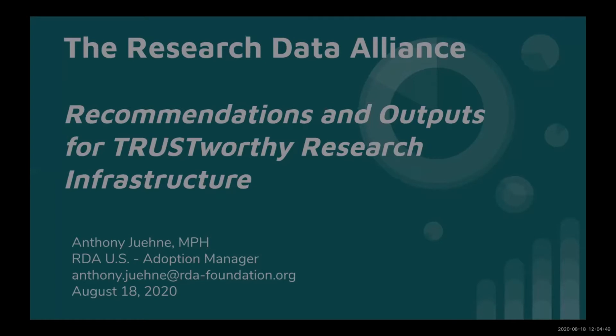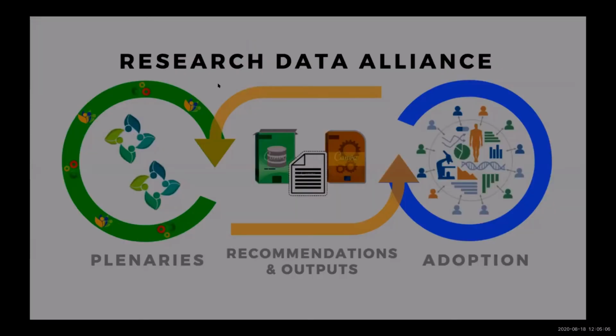Greetings to everyone, and thank you for providing your time and energy to hear about our work. My name is Anthony Juehne, so it's a tricky pronunciation, and I'm the Adoption Manager and Senior Research Analyst for the Research Data Alliance US office. For a bit of background, the Research Data Alliance is a community-driven organization composed of over 10,000 members whose mission is to develop the social and technical data infrastructure needed to drive innovation surrounding data sharing and data interoperability.